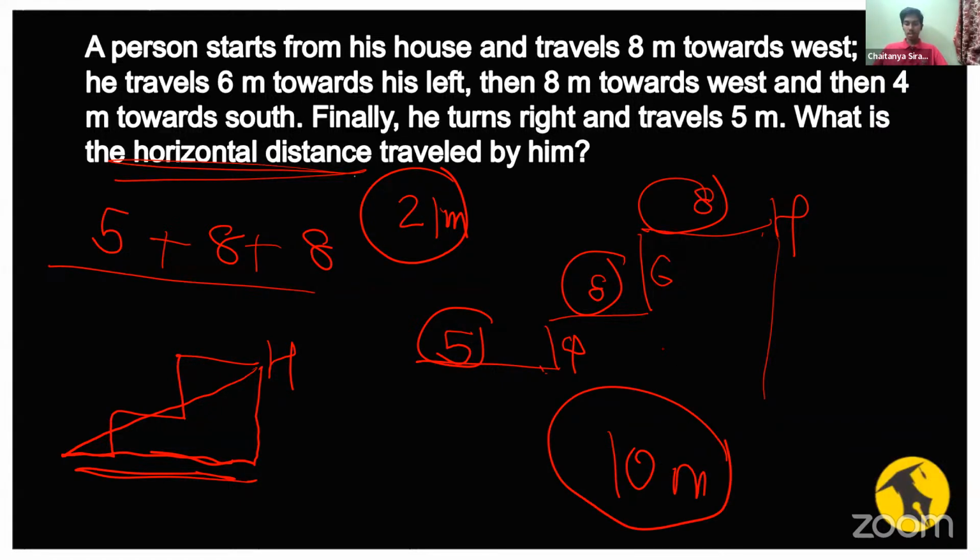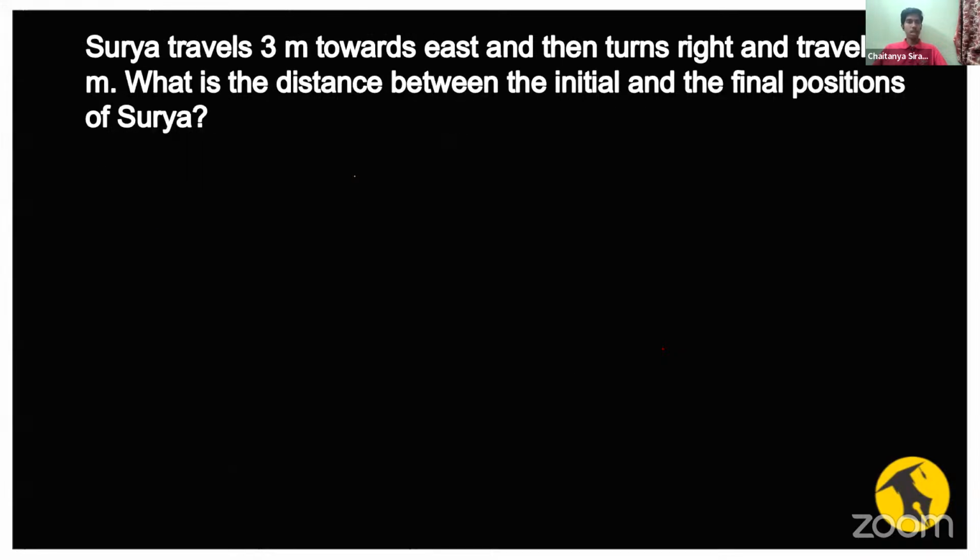Okay, I hope horizontal distance and vertical distance is clear to you. Let's move to the next question. Surya travels 3 meters towards east, then turns right, travels 4 meters. What is the distance between initial and final position?